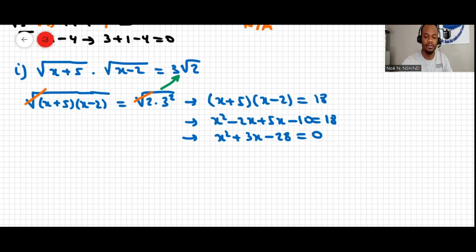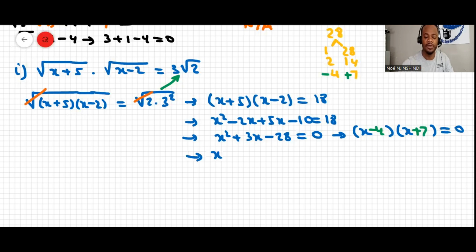Then 28, factors of 28 are 1 and 28, 2 and 14. What else? 4 and 7. That's all. Now, if we need to get a positive 3, this is possible if we put a negative here and then positive 7 there. And then this would be x and then x there, minus 4 and then plus 7 there equal to 0. Now, this means that the values of x are 4 or negative 7.